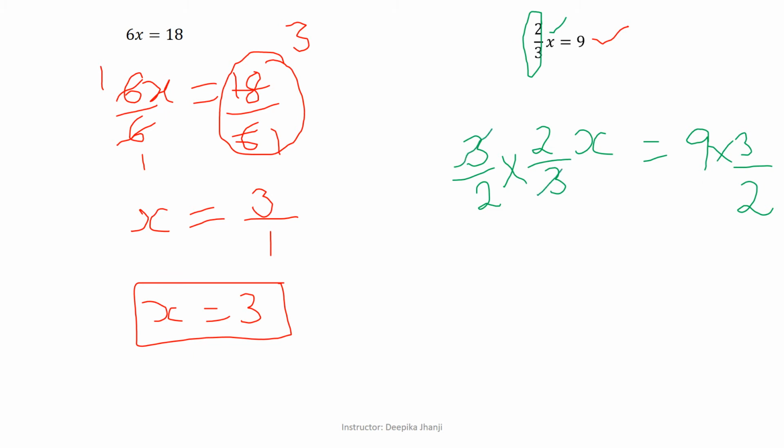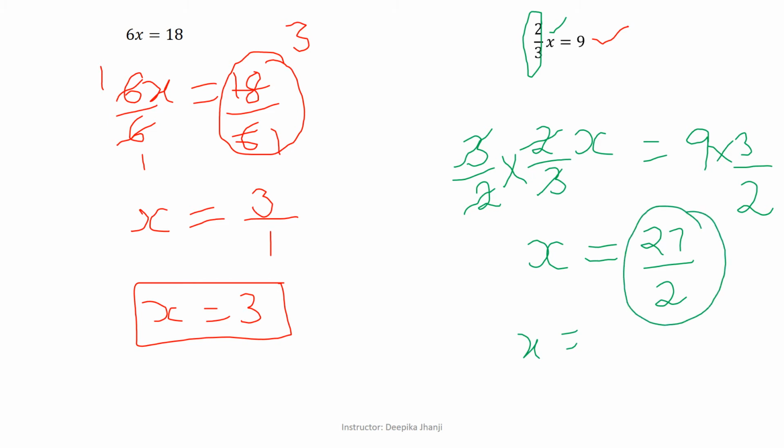This 3 cancels with this 3 and this 2 cancels with this 2. That was our target, right? That's how we get rid of 2 by 3. So we are left with x on the left side and on the right side again we'll solve the fraction. Now 9 times 3 is 27 upon 2, right? And this gives us x is equal to, when we reduce this into a mixed fraction, 13 and 1 upon 2.